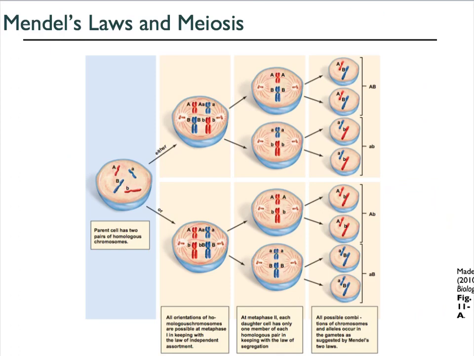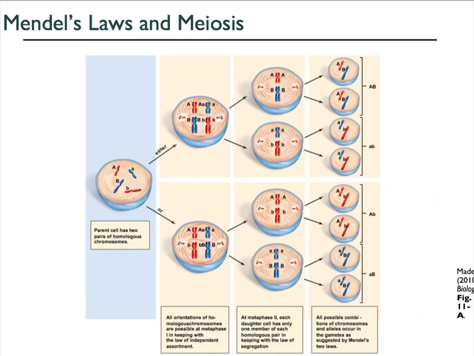Okay, we'll get some more practice with monohybrid and dihybrid crosses, but for a moment I want to show you how these two laws of Mendel's, the law of segregation and the law of independent assortment, are ultimately realized in the process of meiosis, which you've already talked about. This figure from the text shows the steps of meiosis.